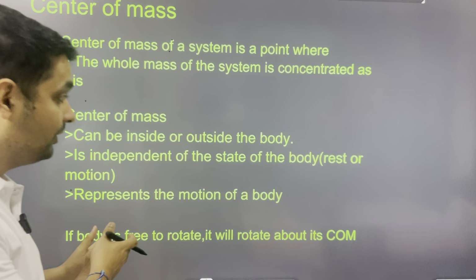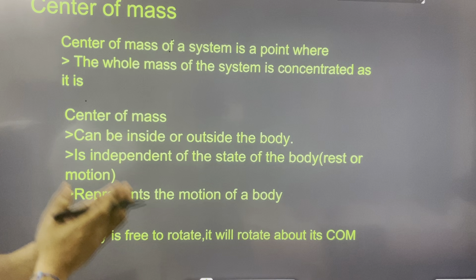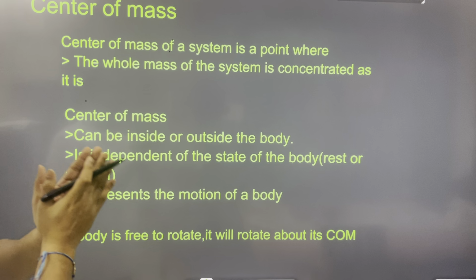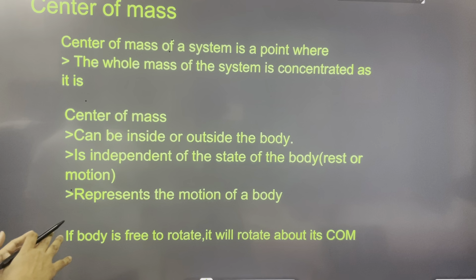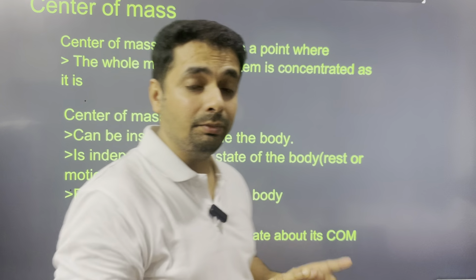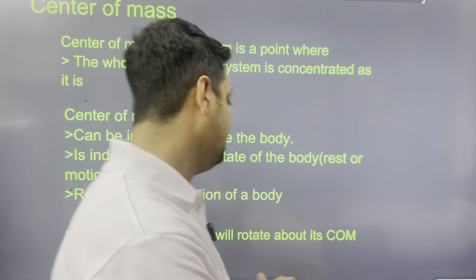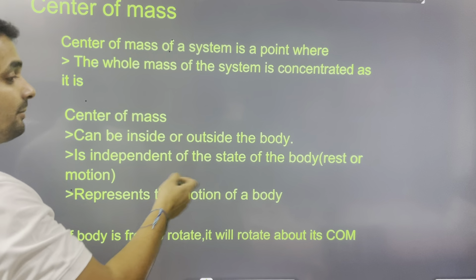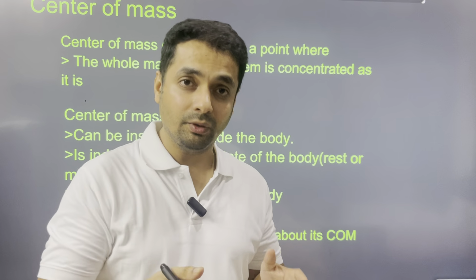We have studied that just now, and I have written that the center of mass of a system is a point where the whole mass of the system is to be concentrated. The next point is that the center of mass can be inside or outside of the body. It doesn't mean that the center of mass will always be inside the body. For example, with that scale I took, the center of mass was at the center, so it was on the body.